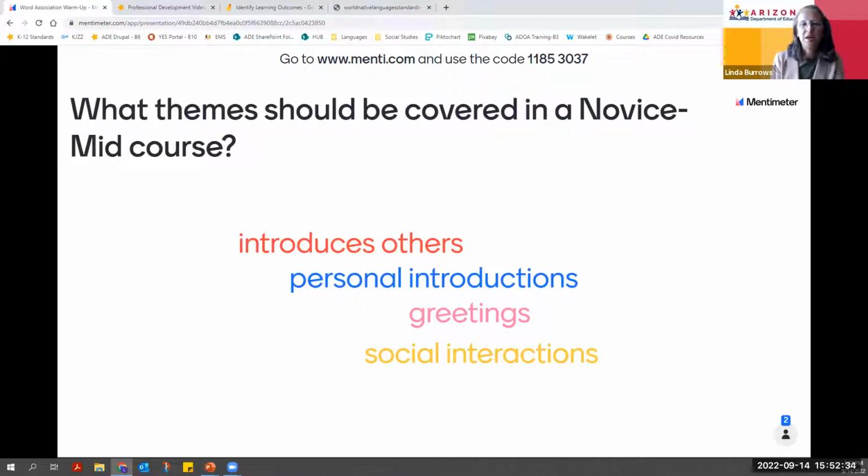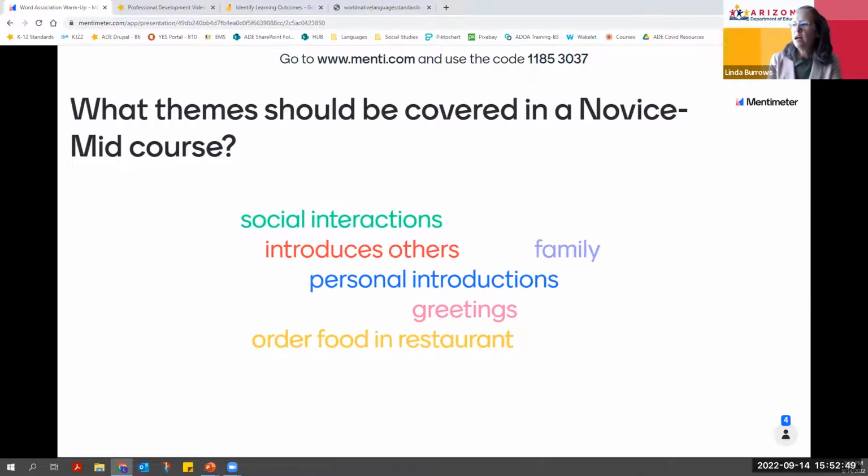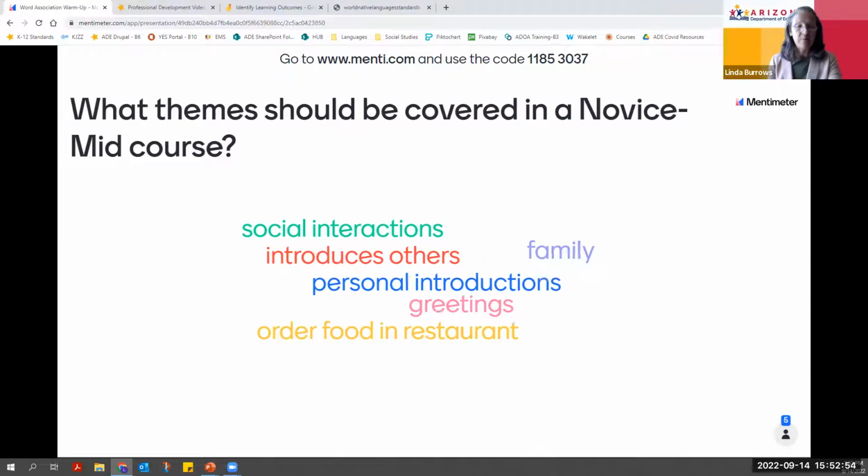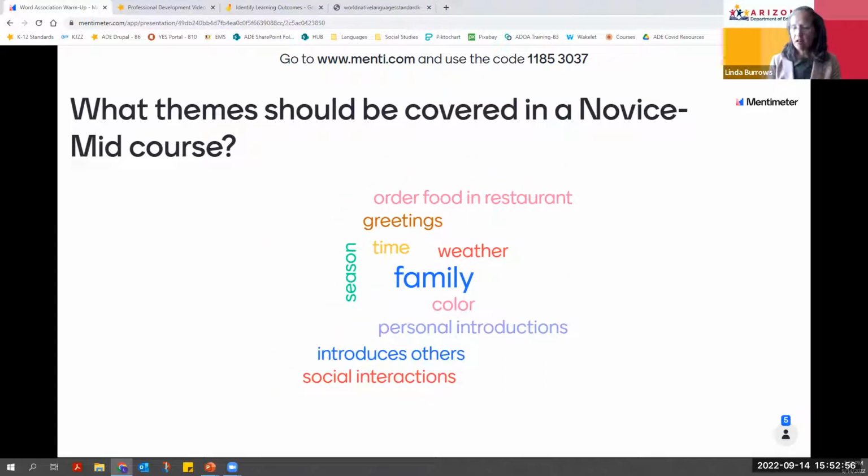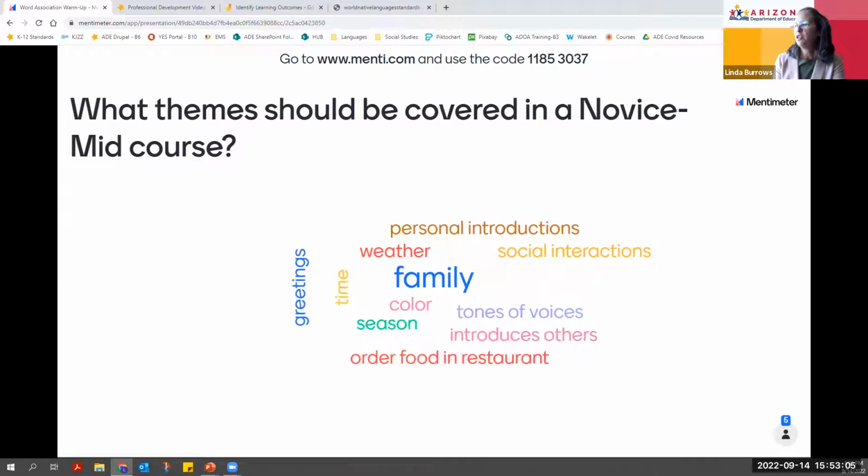Good, we're starting to get some movement on our mentees. So introductions, family, personal introductions, greetings, social interactions. And what I'll do is I will save these and send them out as a PDF, so that way we can share all of the learning that we've done together today. Greetings, time, weather, yes, color, families, ordering food in a restaurant.